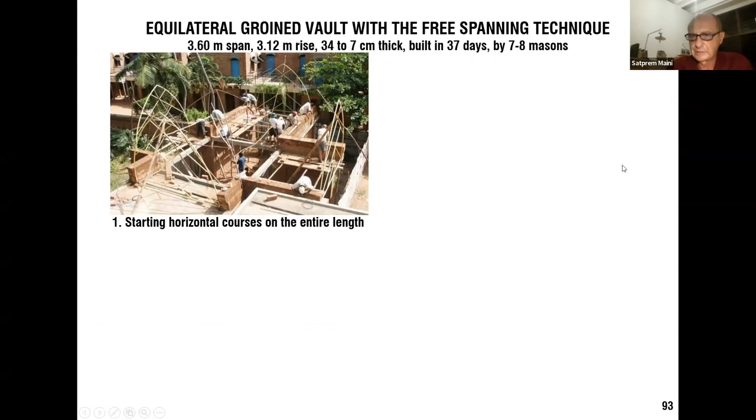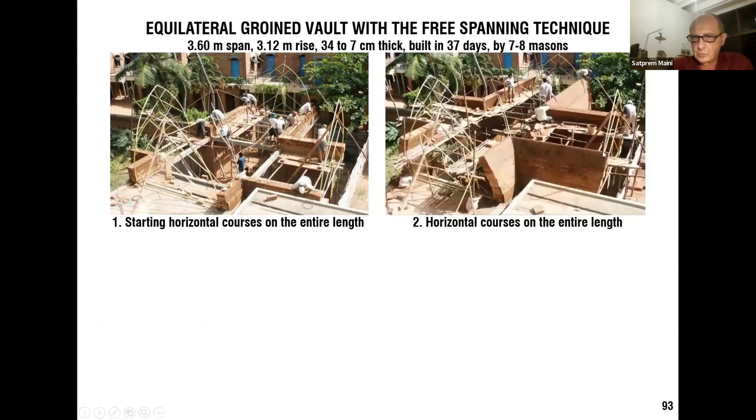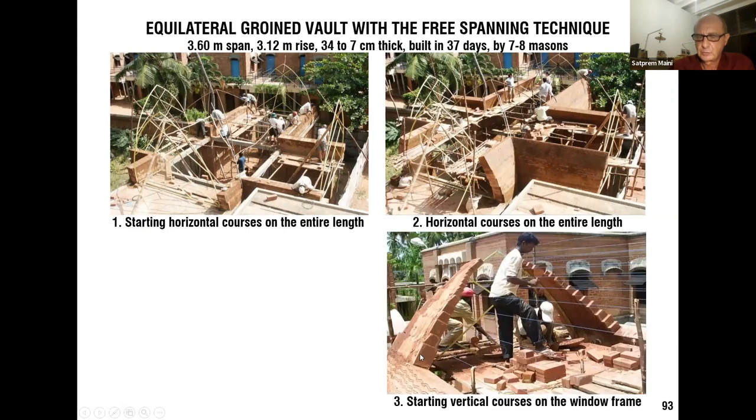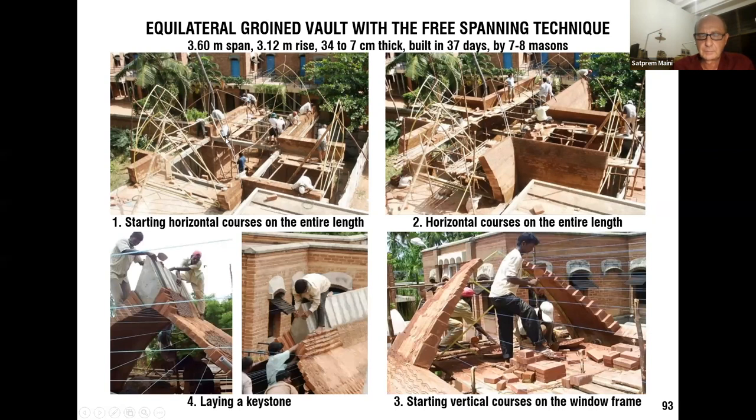We put string lines now from the window frame to the groin here. When we pull them step by step, like this. Then after some time, we build the vertical courses. So the blocks are laid now vertically like this. We put the lunettes on top of it, like it was for my vault. And then we progress slowly with the vertical courses built by steps like this. You can see they're always done by steps here.